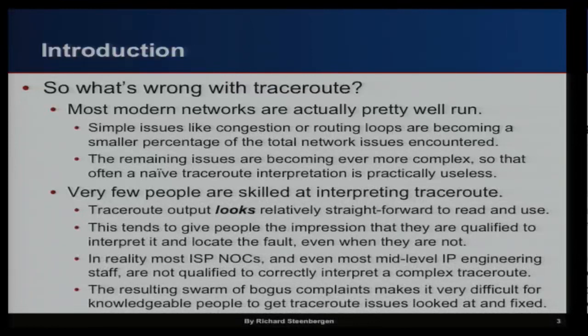Well, it turns out most modern networks are actually run pretty decently well. So the really simple issues like congestion, routing loops, the things that you would think are most obvious, where you run a traceroute, you see the latency go up, and you say, that's where it is, those tend not to be real issues anymore. So what you mostly see for the remaining issues are the things that are more complex. What happens there is people who just use a very naive interpretation of traceroute turns out mostly to be wrong.